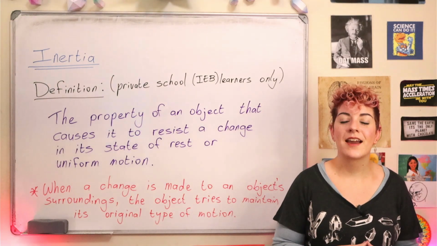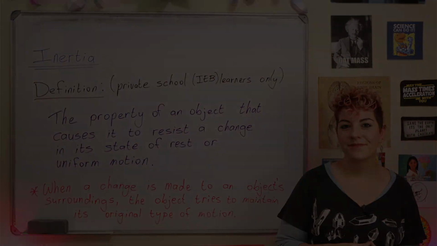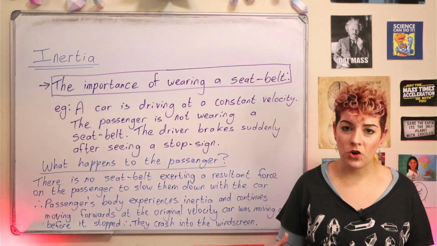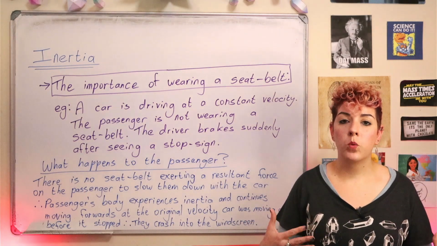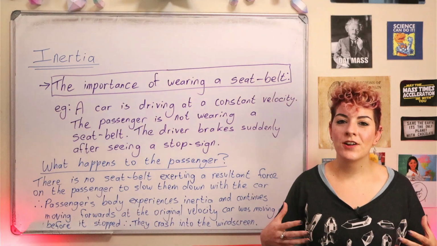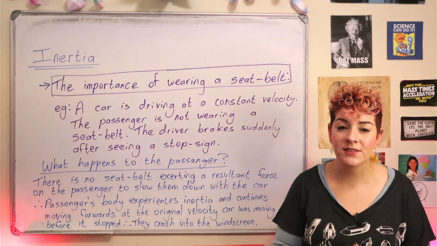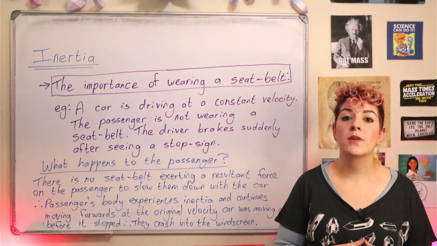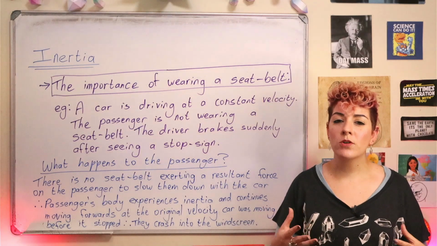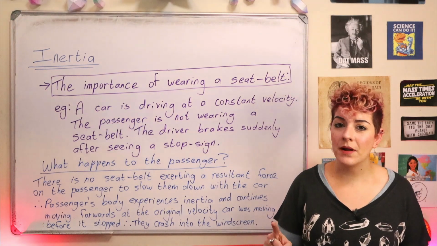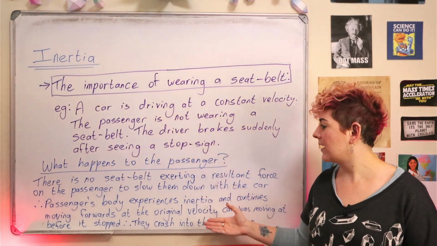Now let's take a look at another example. Right, so the specific example of inertia that learners are required to understand and be able to explain in a question has got to do with the importance of wearing a seatbelt, which obviously has to do with safety. So let's talk about what happens to a passenger who is not wearing a seatbelt. And we've written the example down here.